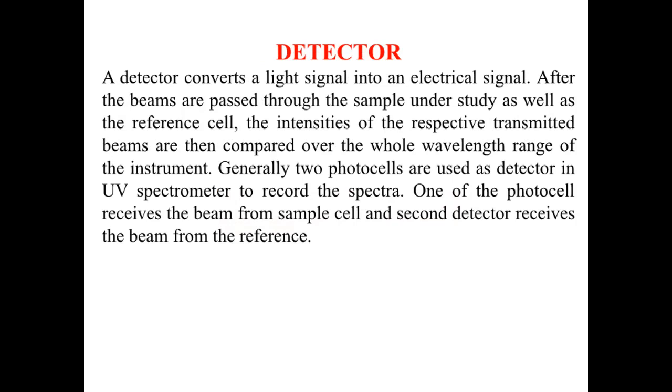Detector. A detector converts a light signal into an electrical signal. After the beams are passed through the sample under study as well as the reference cell, the intensities of the respective transmitted beams are then compared over the whole wavelength range of the instrument. Generally, two photocells are used as detectors in a UV spectrometer to record the spectra. One of the photocells receives the beam from the sample cell and the second detector receives the beam from the reference.